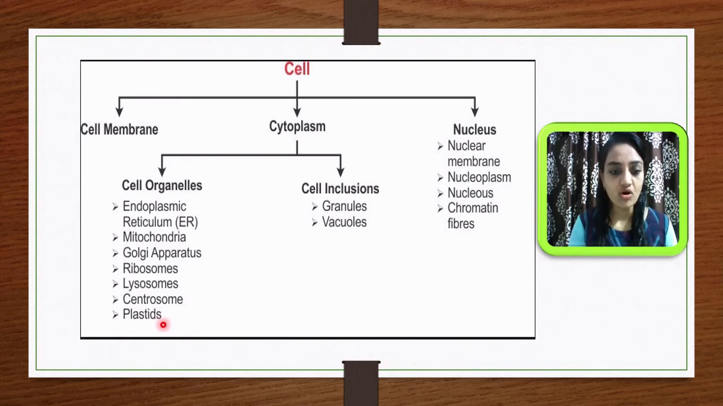All these organelles we will learn in detail in this chapter, one by one. Cell inclusions include granules and vacuoles. The nucleus has a nuclear membrane surrounding it, then nucleoplasm, nucleolus and chromatin fibers. We will learn all these structures and cell organelles in detail in the next lectures.